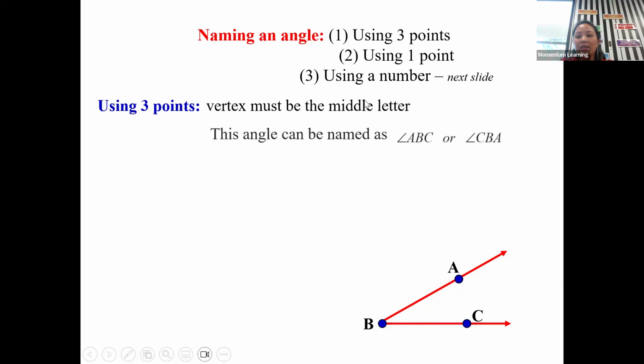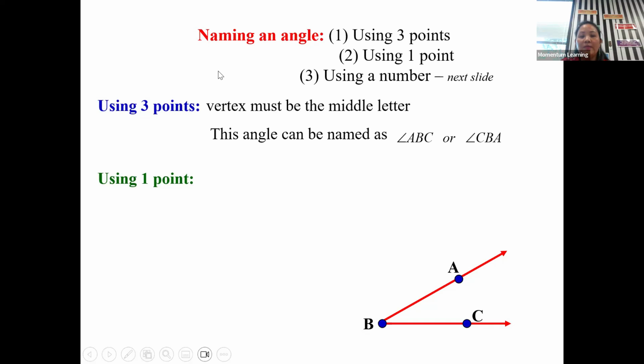Now, the one thing is, because this is an angle, if I don't have this angle symbol right here, you see the angle symbol? If I would just leave ABC only, people would perceive it as a plane. So for us to know this is an angle, make sure you include the angle symbol. So for this angle, I can name it angle ABC, or I can name it angle CBA.